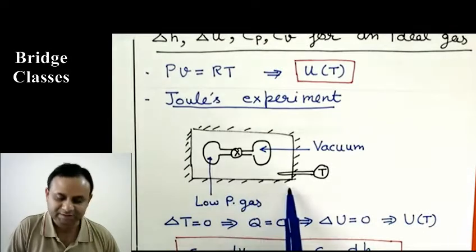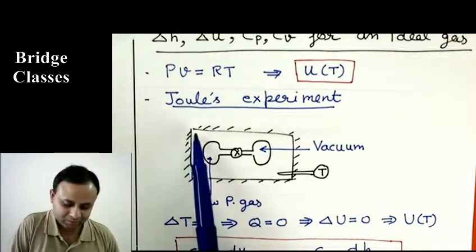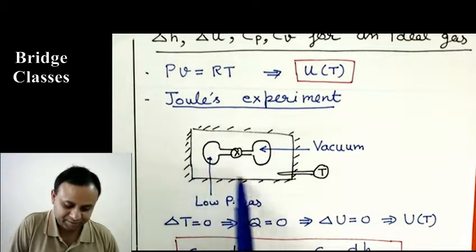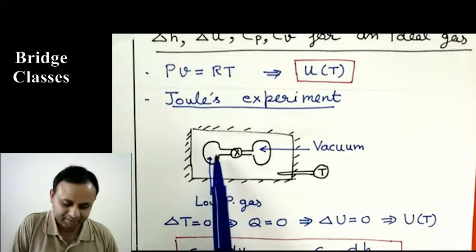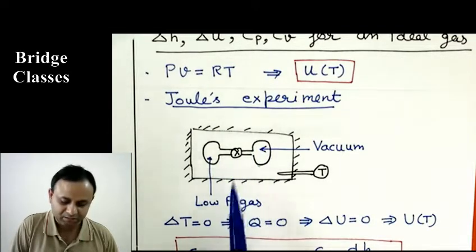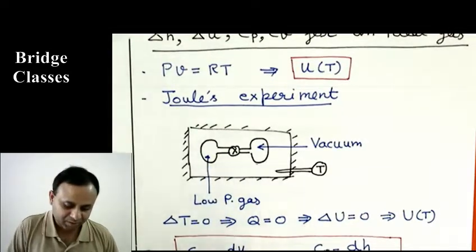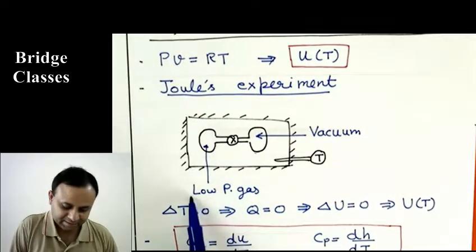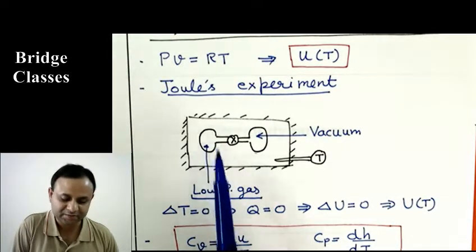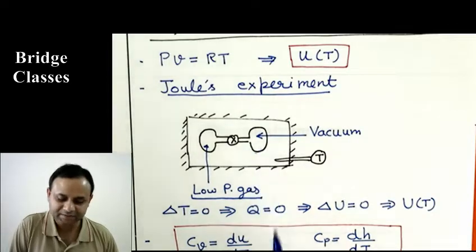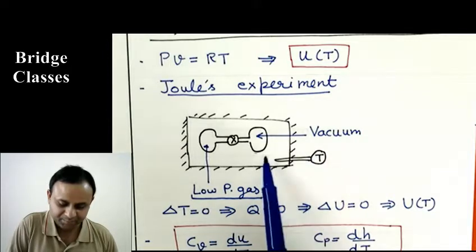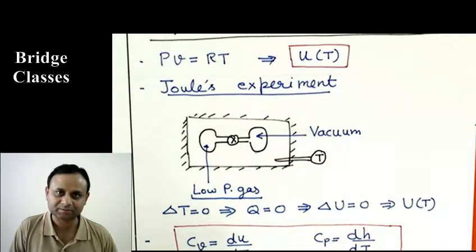Because I'm going to briefly describe what that experiment was. So this is an insulated tank, and there is some liquid here. He took these two bulbs which are connected with a valve. In one bulb there is a gas at low pressure, which means it will behave as an ideal gas, and the other side is vacuum. And there is a means for measuring temperature here, and the whole thing is insulated.